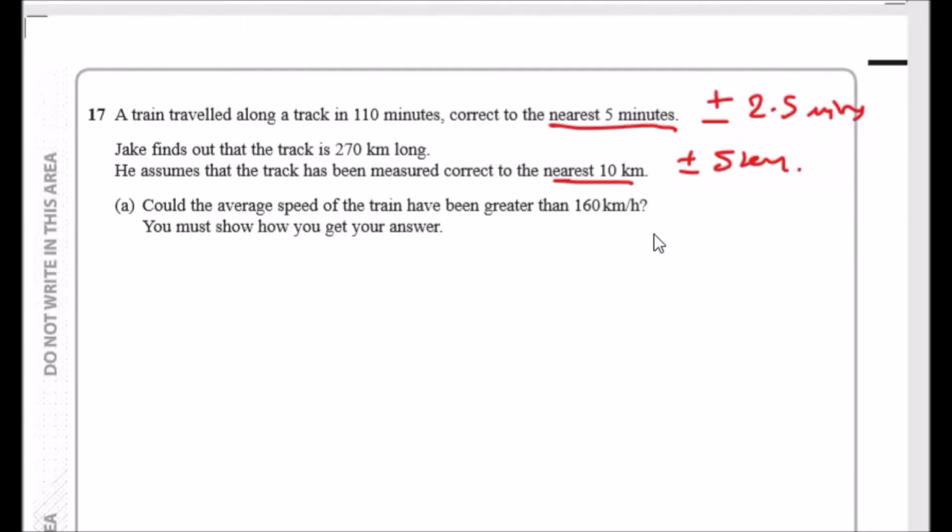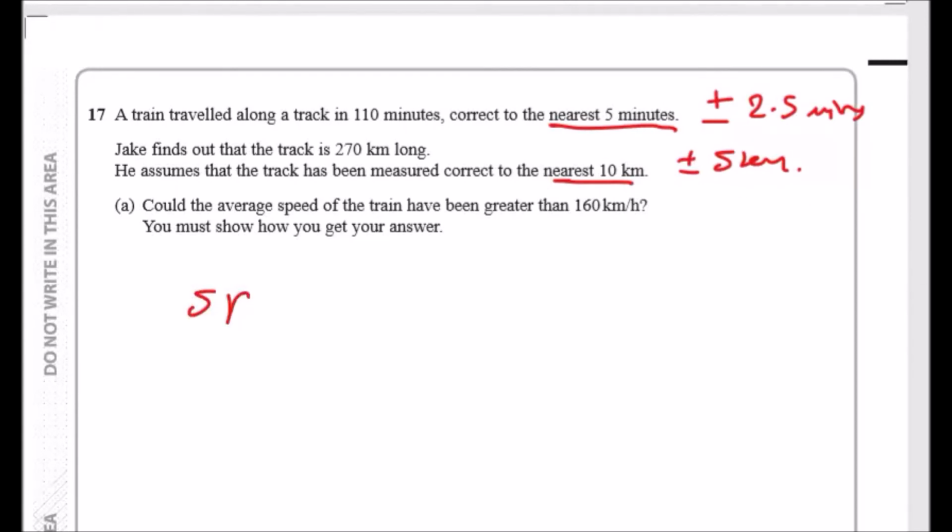You must show how you get your answer. Now, for this kind of question, the only way to ensure that this is true is that you want to find possibly the greatest speed this could have achieved using the bounds. Now, let's write down the speed formula.